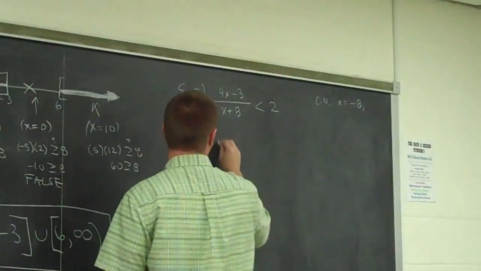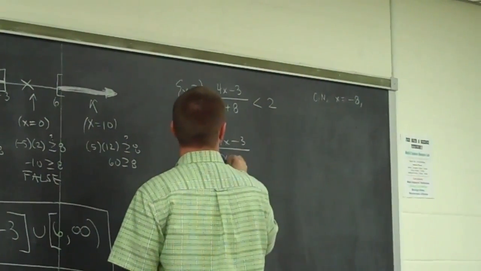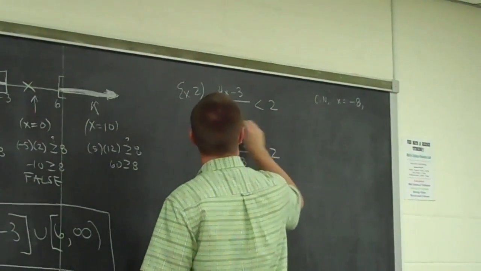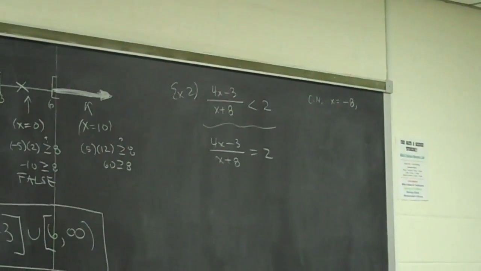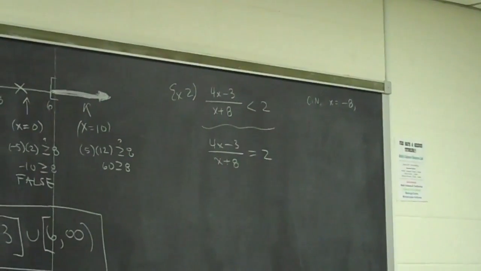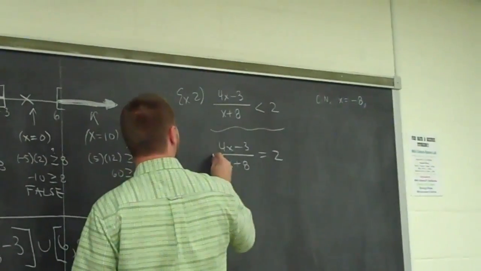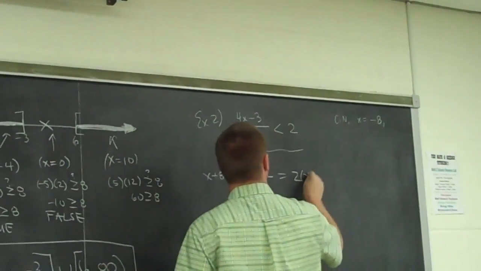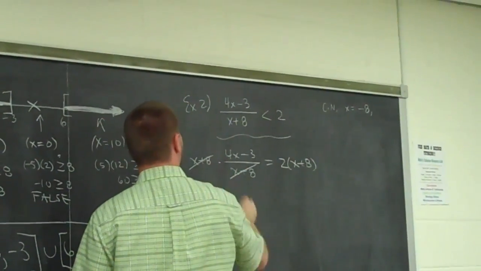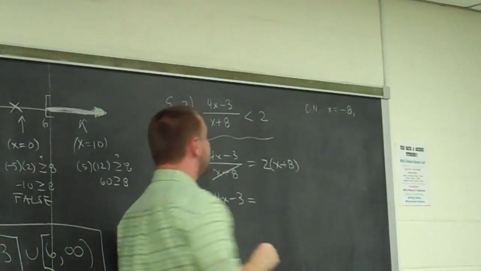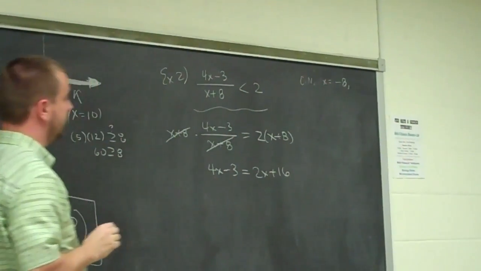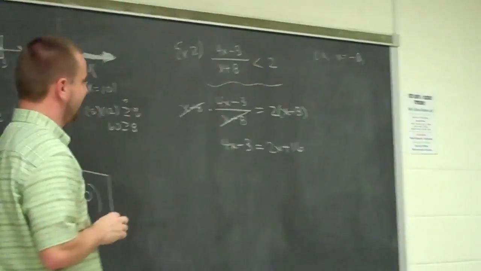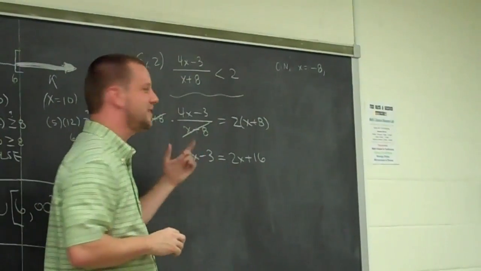The related equation would be 4x minus 3 over x plus 8 equals 2. So somebody teach me through the steps of solving that equation. First step should be multiply by x plus 8. So 4x minus 3 equals 2x plus 16. It's gross. Subtract some 2x's and stuff, right?